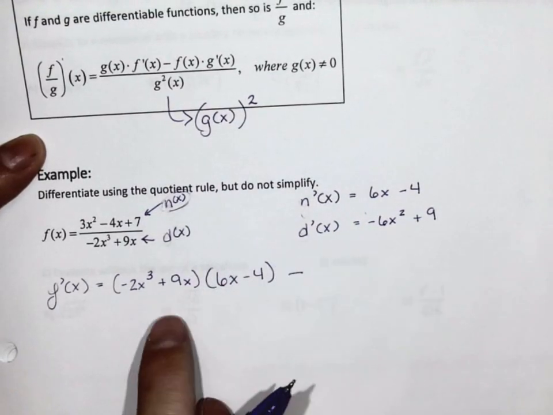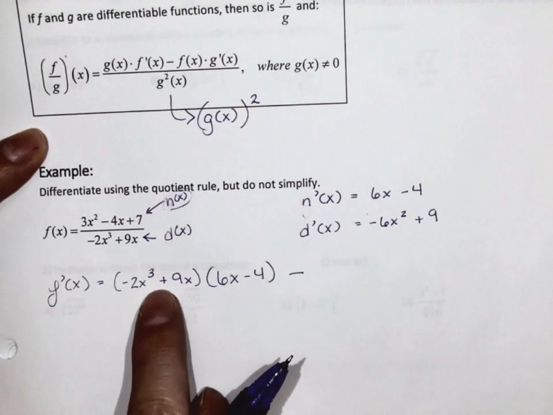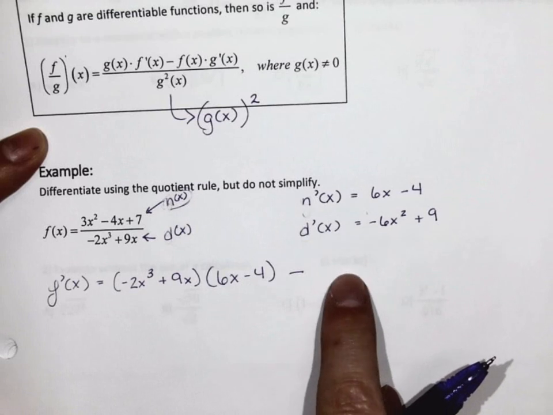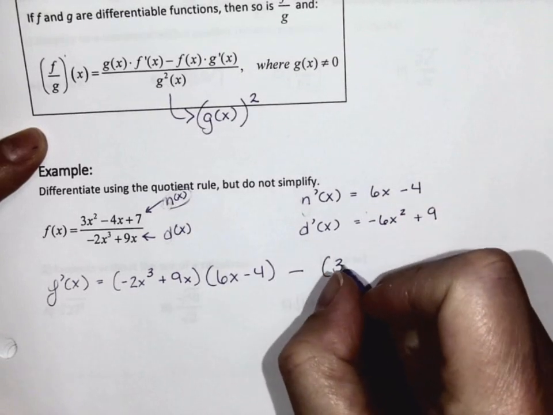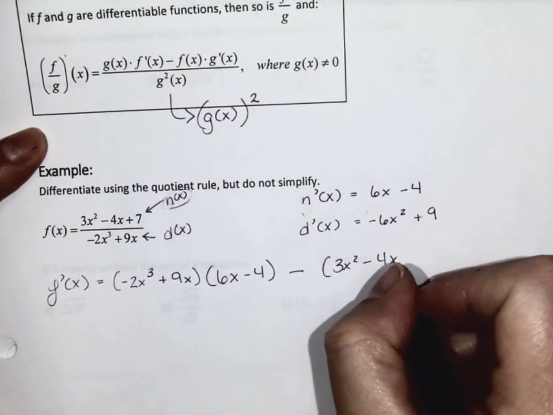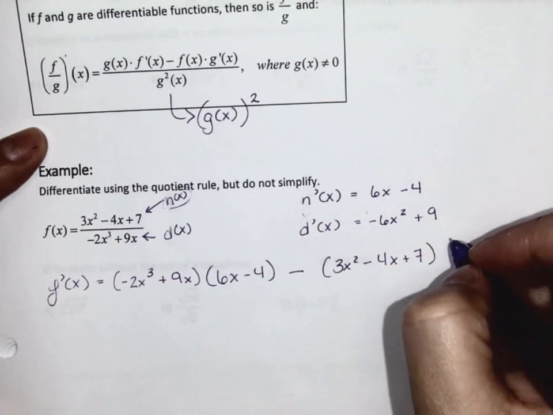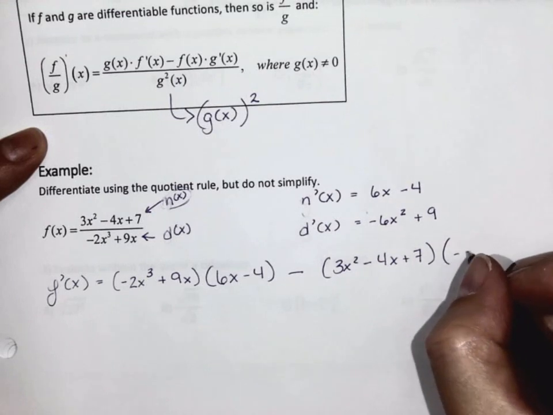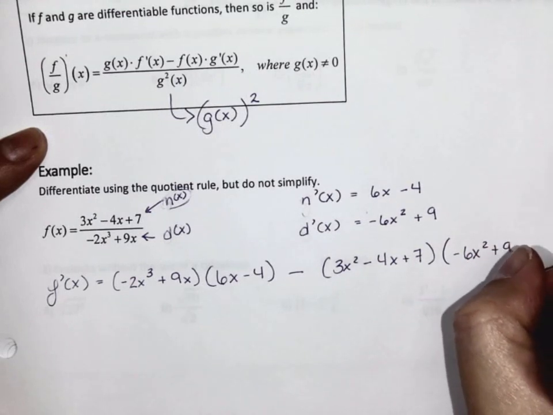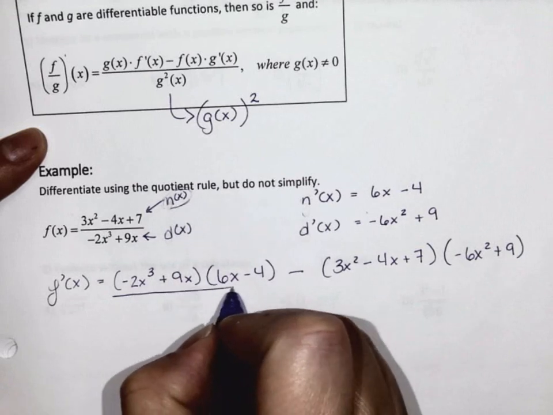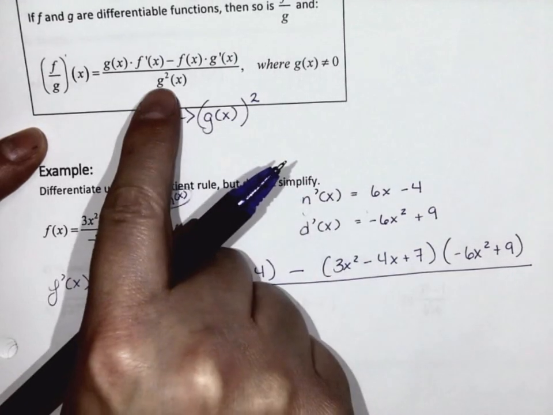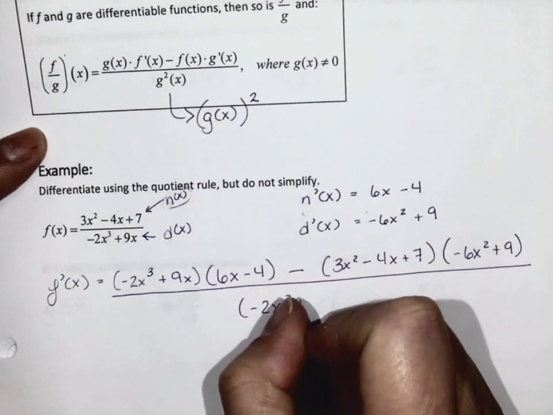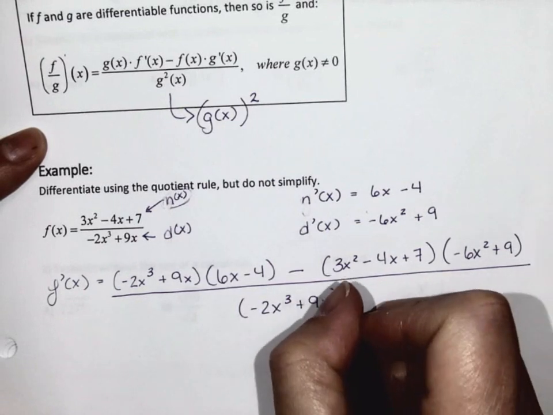Then it's that subtract sign. We always start with the full denominator function, negative 2x cubed plus 9x, and then add in the derivative of the numerator. So starting with the original numerator function, that's 3x squared minus 4x plus 7, times the derivative of the denominator, which is negative 6x squared plus 9. And this is all divided by the original g of x function, negative 2x cubed plus 9x, squared.